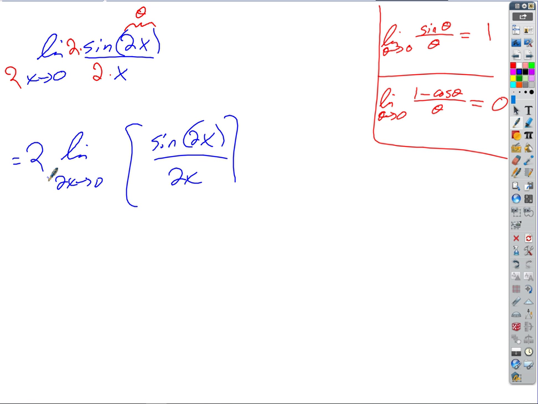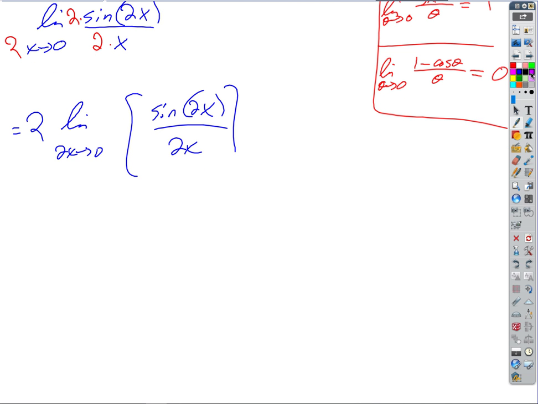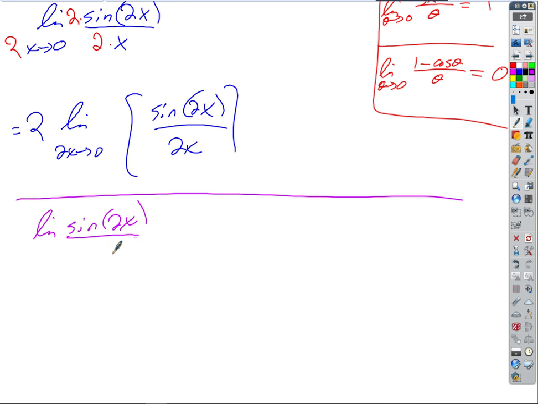We could actually do this one just as easily. In this case, if you remember your trig identities, what is that identity, sine 2x?